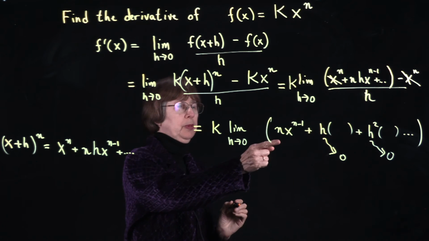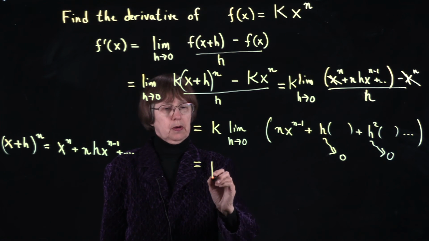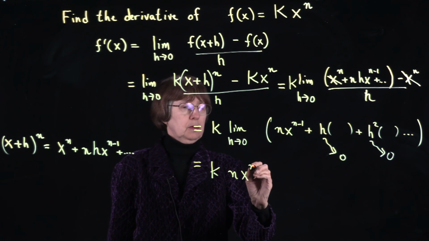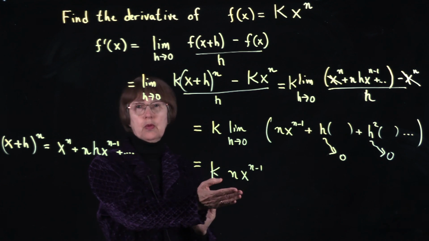The only term which will be kept is the term that has no h's in it. And so all in all, we're going to get k times n x to the n minus 1. And that's where the power rule comes from.